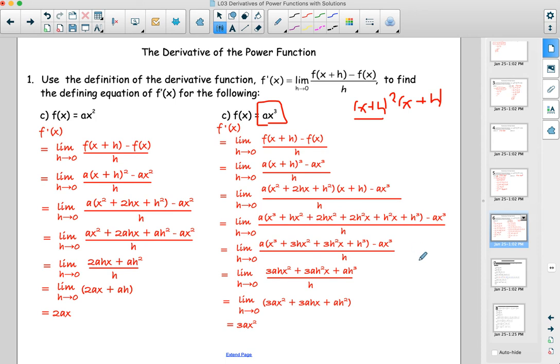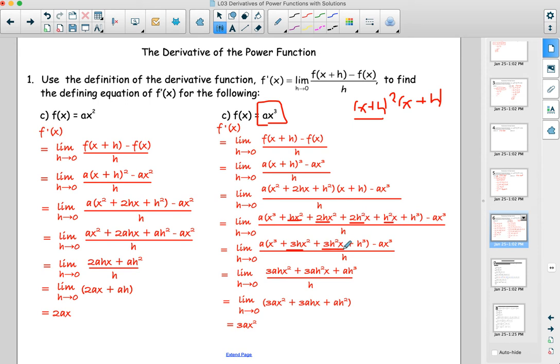And I'm just going to pause momentarily. All right, so first off, I'm just going to collect like terms. So we've got hx squared, and we have 2hx squared. That's 3hx squared, 2h squared x plus h squared x, and there we go.